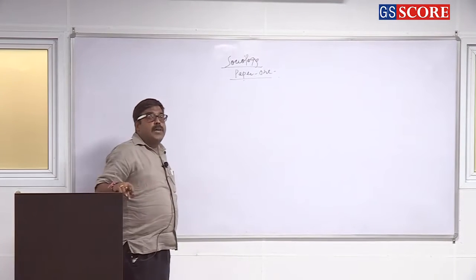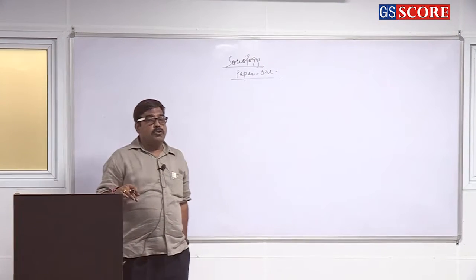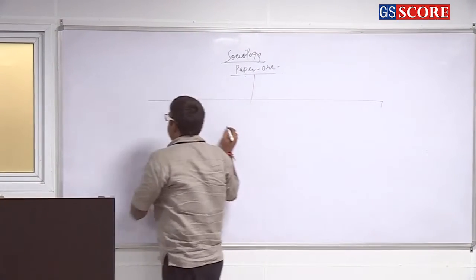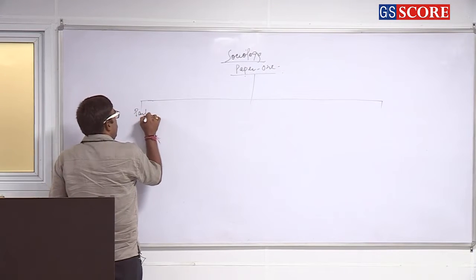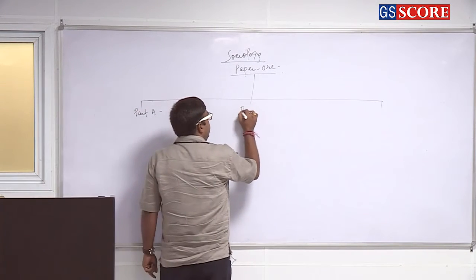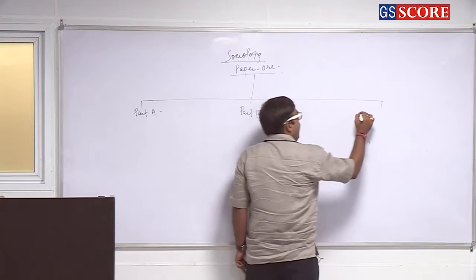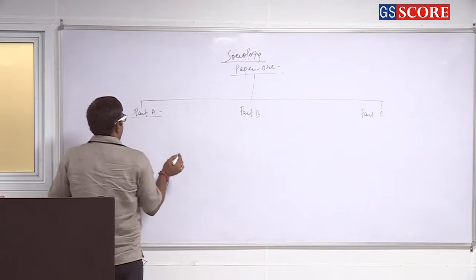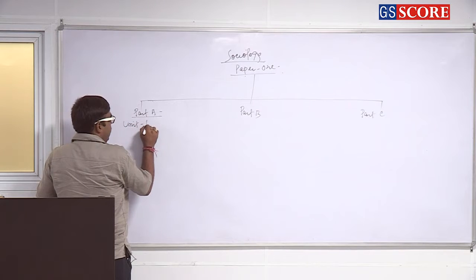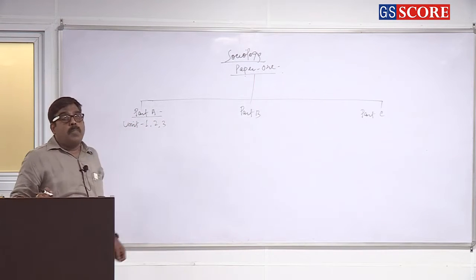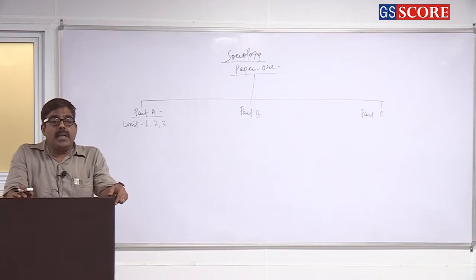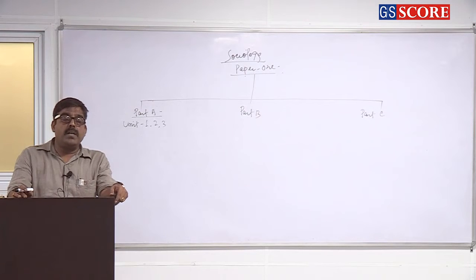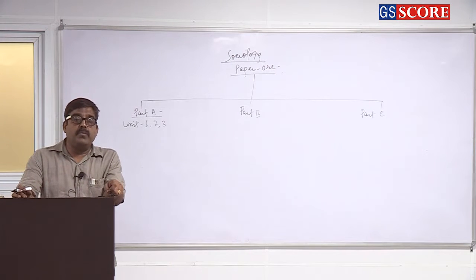I said that it comprises 10 units. What we need to do is break this into 3 parts: part A, part B, and part C. Part A would comprise units 1, 2, and 3. Like a layman, we'll first have to understand units 1, 2, and 3. And then once we have developed a certain understanding, we'll have to combine them, we'll have to club them.